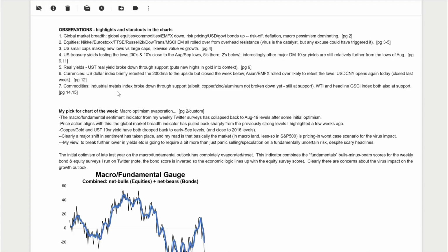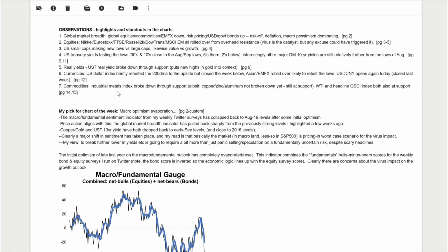I mean, you don't want to run your victory lap too early in the game, but it looks like the US dollar is actually rolling over. However, Asian and EMFX have also rolled over in the short term and are likely to retest the lows. And obviously USD CNY has been weakening as it's opened back up today. Commodities, yeah, basically already covered that as well.